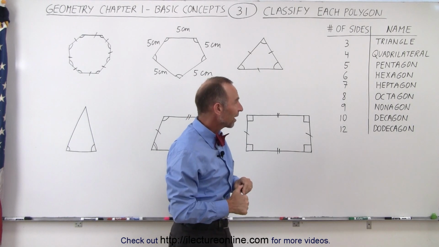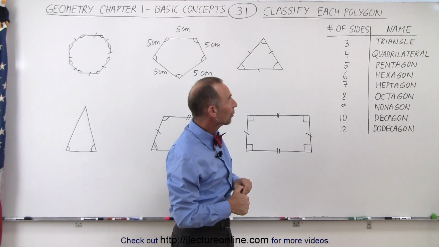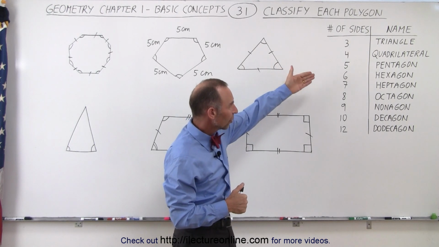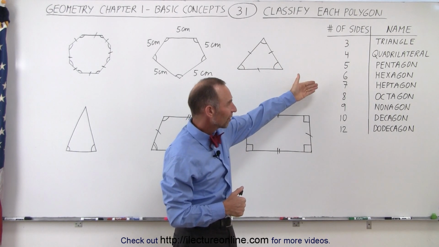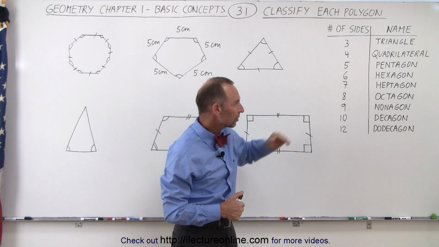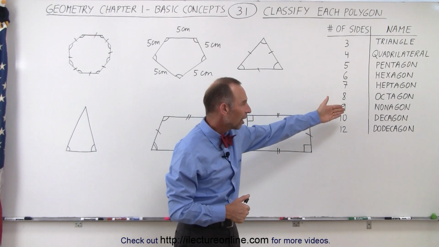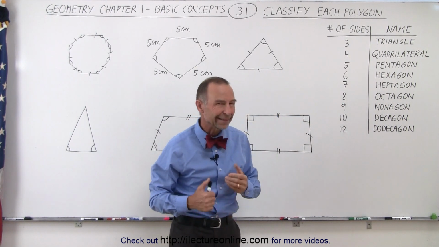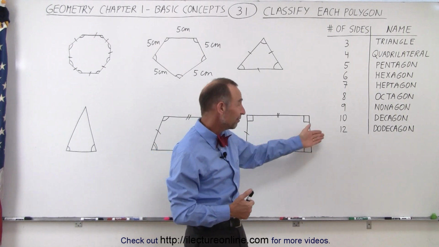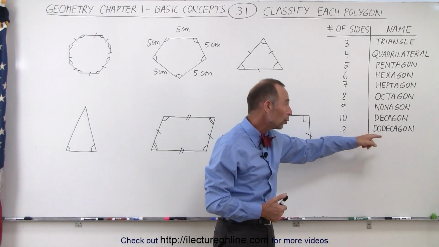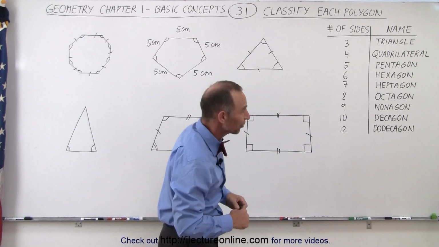We have one with 5 sides, that's called a pentagon. We have a polygon with 6 sides, that's called a hexagon. 7 sides, heptagon. 8 sides, octagon. 9 sides, nonagon. And 10 sides, decagon. And interestingly enough, 12 sides is called dodecagon. Kind of an interesting name.